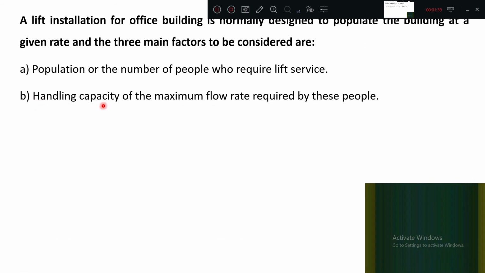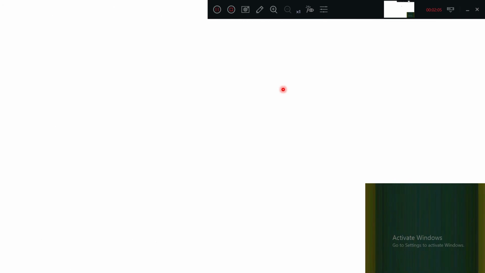Now, handling capacity, the maximum flow rate required by these people, handling capacity H, this has to be defined. Handling capacity is generally in terms of a percentage. Okay. Interval or quality of service required. Interval or quality is generally mentioned in time or seconds. Okay, how fast it is carrying the persons.